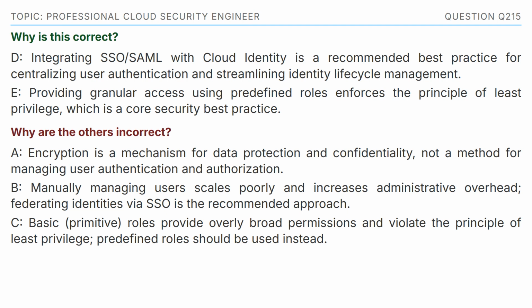Why are the others incorrect? A. Encryption is a mechanism for data protection and confidentiality, not a method for managing user authentication and authorization. B. Manually managing users scales poorly and increases administrative overhead. Federating identities via SSO is the recommended approach. C. Basic, primitive roles provide overly broad permissions and violate the principle of least privilege. Predefined roles should be used instead.